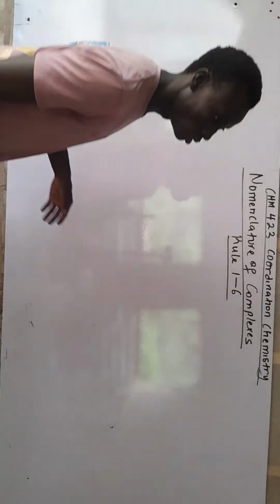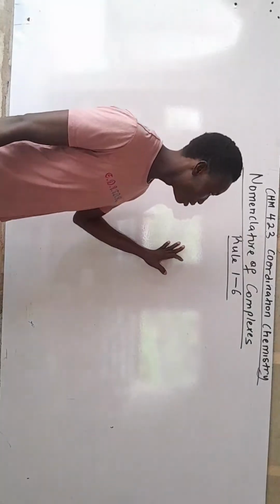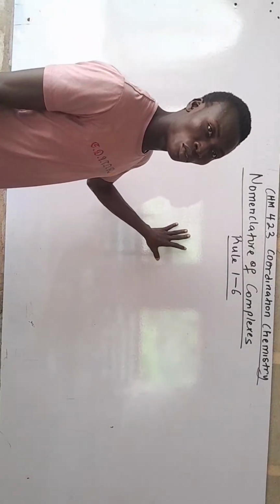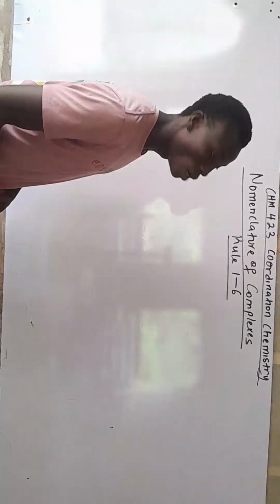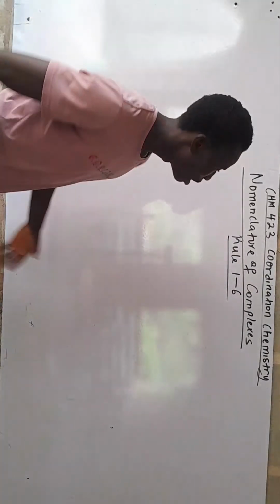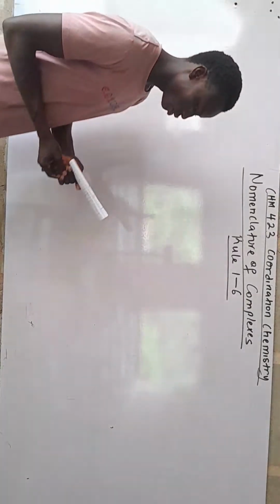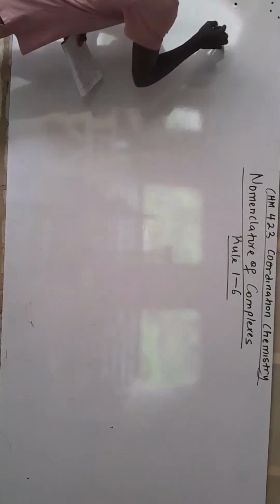Now, when we're talking about coordination chemistry, we've started this over a while, and we have been treating one or two topics related to this particular subject. Today we are going to be looking at the rules. Now, we have rule number 1 to number 6, so that means we have 6 rules we need to observe when it comes to coordination chemistry nomenclature. We are going to start with rule number 1.